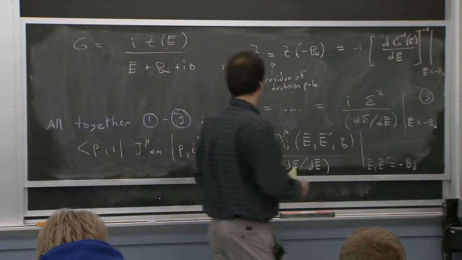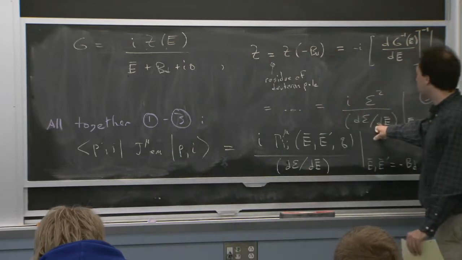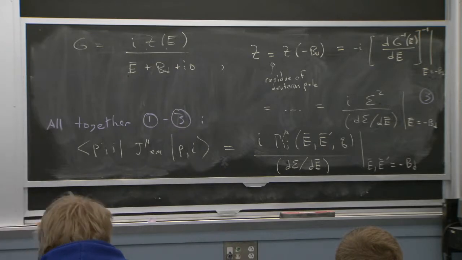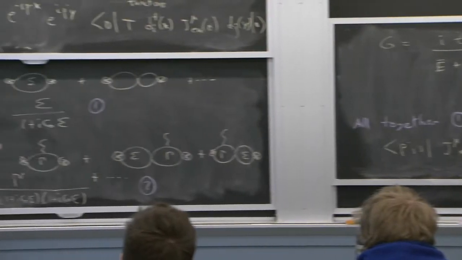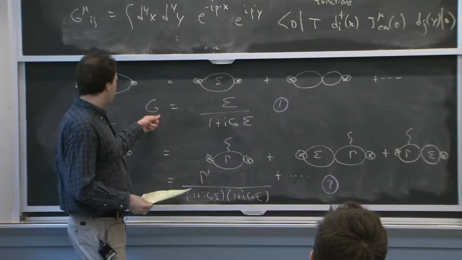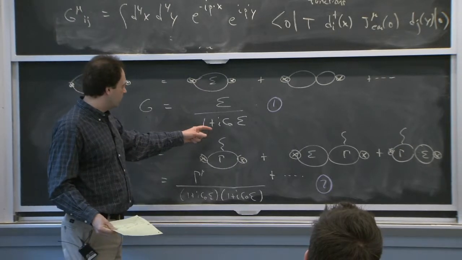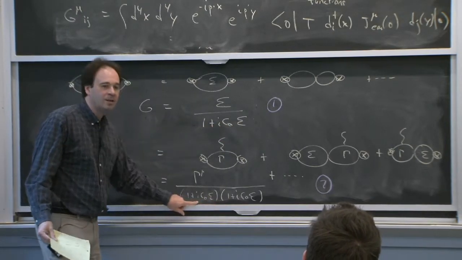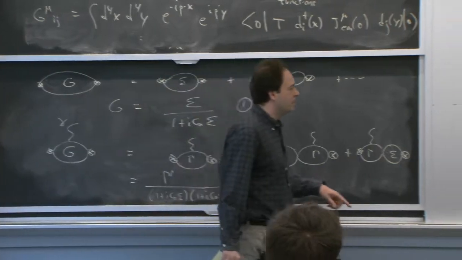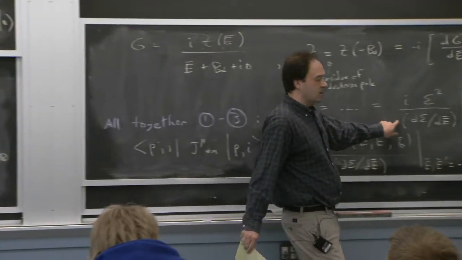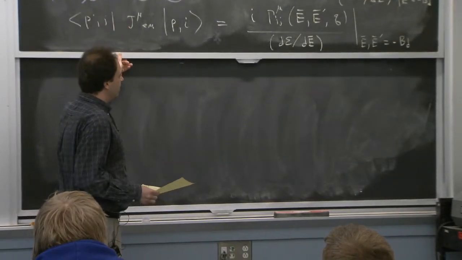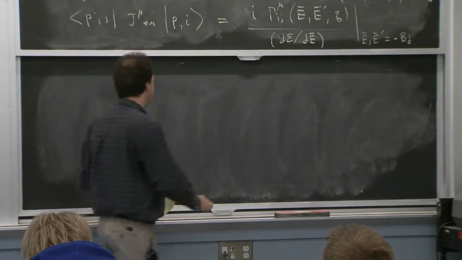OK, so this factor came from here. There was a sigma squared in the numerator. But when I take the inverse of 2 of these guys, there's a sigma squared in the denominator, and those canceled. The inverse of these guys also had factors of 1 plus iC0 sigma in the numerator, and that canceled these factors here. So the only thing left is the gamma and the d sigma dE bar. OK, so that's what LSZ says in this situation.